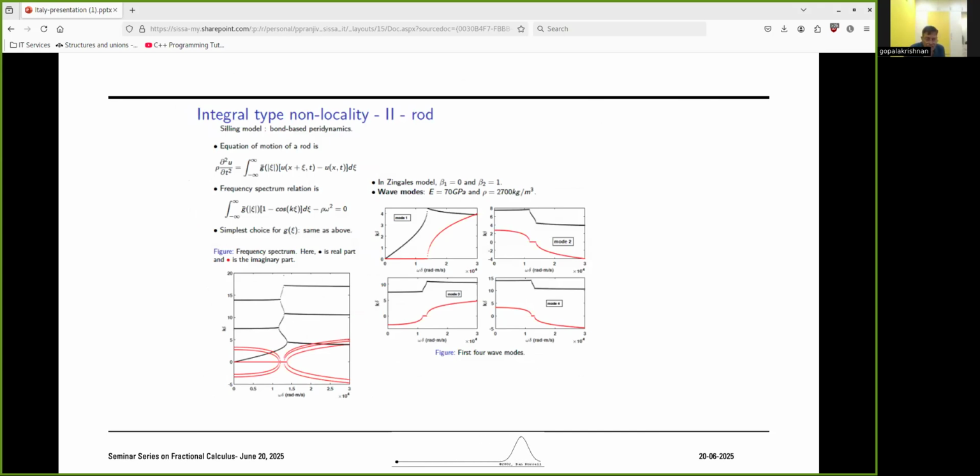So this is the same with the beta portion taken out. This is called the Silling model. Silling is the one who brought in the bond-based peridynamics into it. And the frequency equation is very similar to the lattice dynamics equation. And you have multiple modes, and multiple modes are having all kinds of behavior here. And if you isolate this, you will see the behavior here.